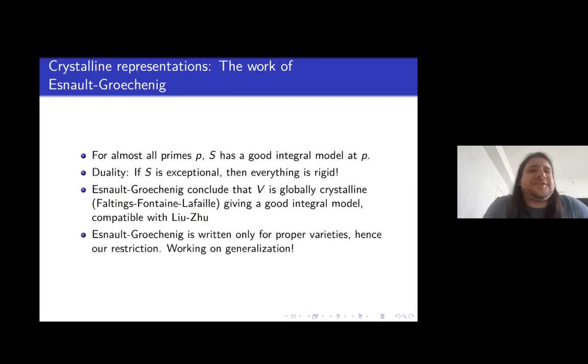This is the only part where the restriction to properness comes in. Eno and Groschning is written only for proper varieties, and that's the only place in the proof where we need the proper assumption. At the moment, they have very kindly agreed to generalize their result to our setting for non-proper varieties. It's not yet finished, work in progress, but very, very hopeful that soon it will be done and we'll get the general theorem.